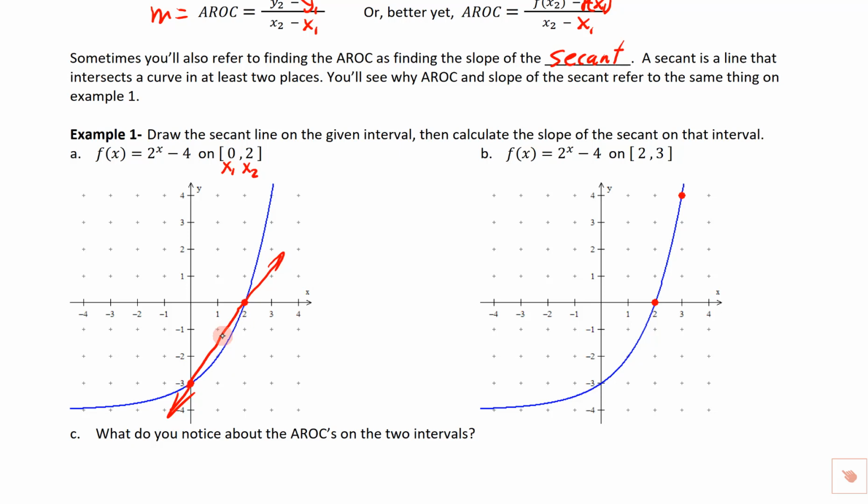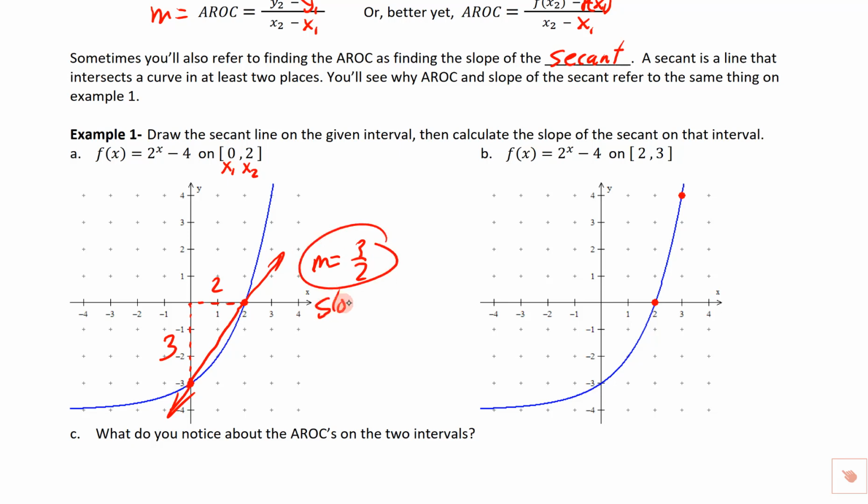Now, since we have a graph, let's go ahead and think of this as rise over run. So I'm going to go from this point to that point. So I'm going to go up here, and then I'm going to go over here. So we're going to rise 1, 2, 3. So that's rising 3, and then run 2. Okay, so this is what we get. The slope on this one is 3 over 2. We did the rise on the top and the run on the bottom.